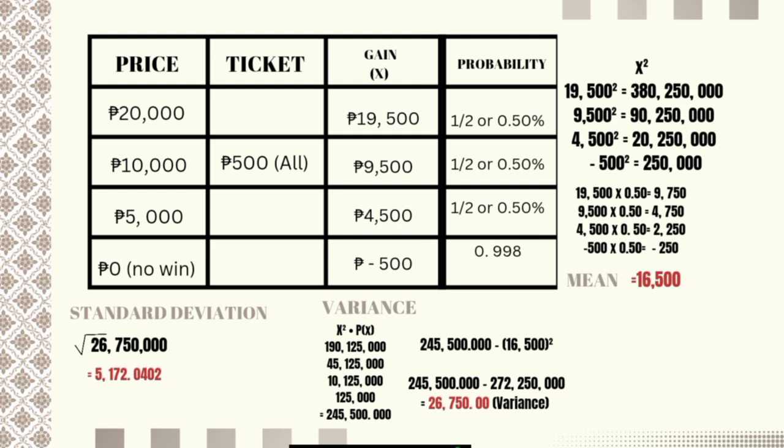Before we get the mean, it is needed to square the value from the gain, which is the x. Now, let's move to the mean. We need to multiply the gain by the probability.